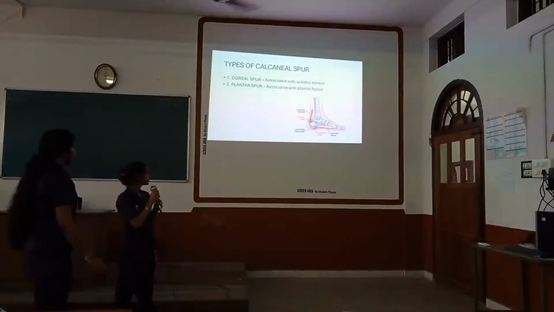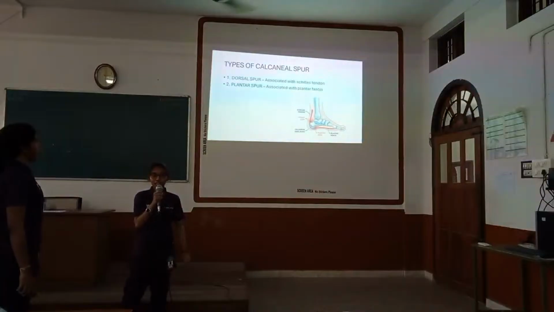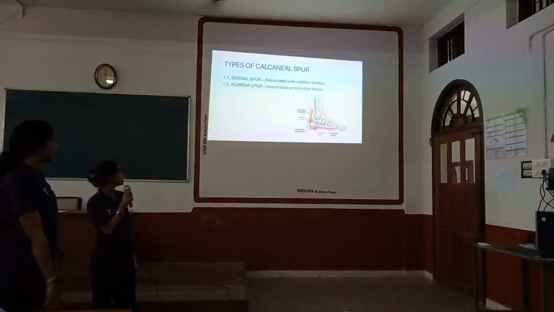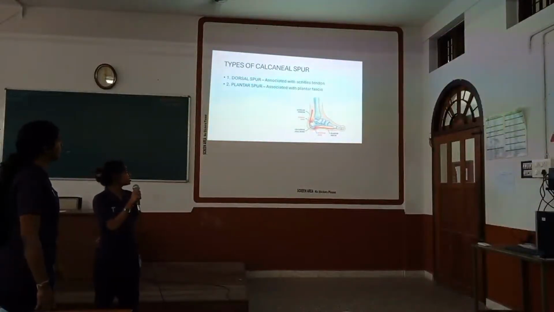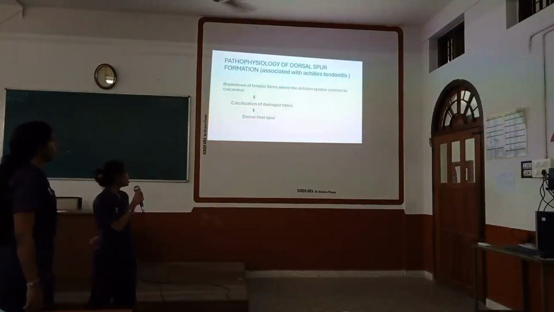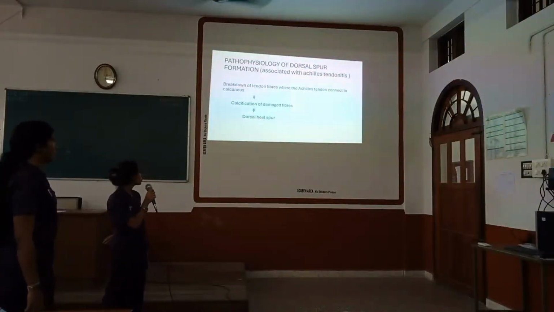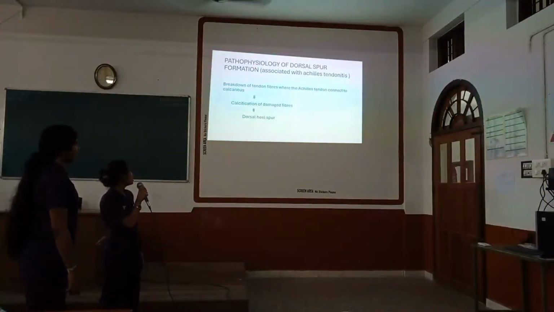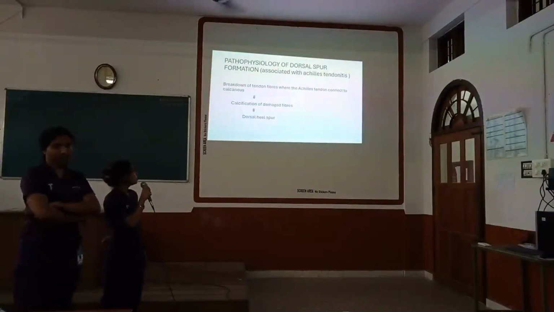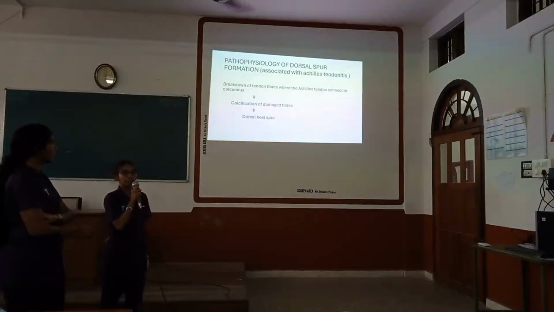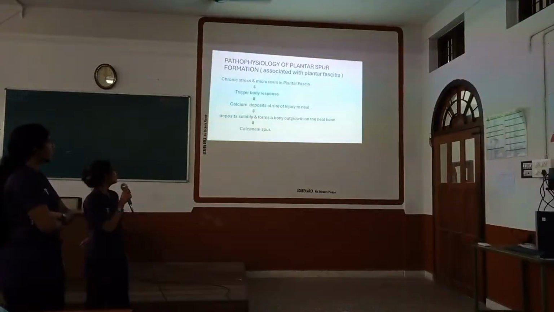Types of calcaneal spur. There are two types. One is dorsal spur, which is associated with the Achilles tendon, and the other is plantar spur, which is associated with plantar fascia. Pathophysiology of dorsal spur formation associated with Achilles tendonitis: breakdown of the tendon fibers where the Achilles tendon connects with the calcaneum, then calcification of damaged fibers, resulting in dorsal heel spur formation.